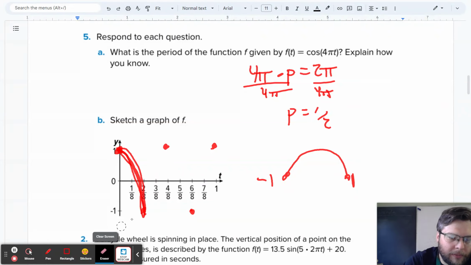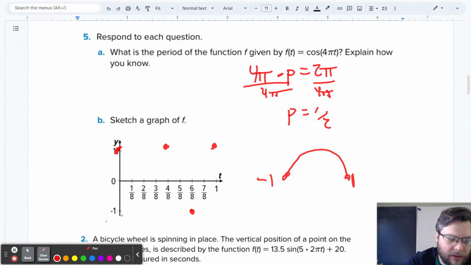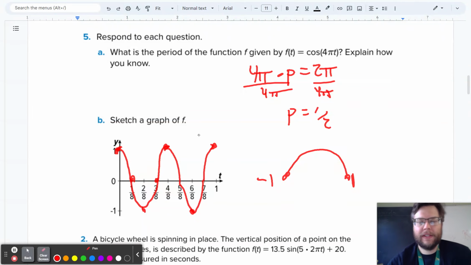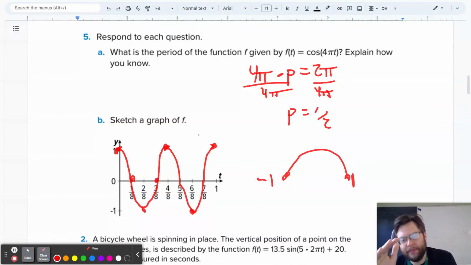Let me make that a little bit better, because it's also going to go through 0 in half of that time. So it should be more like this. There we go. And then it goes like this. So remember, you can go top, middle, bottom, middle, evenly spaced. Middle, bottom, middle, like that. That's a graph. So I always try to think top, middle, bottom, middle for cosine.